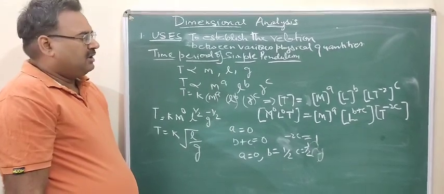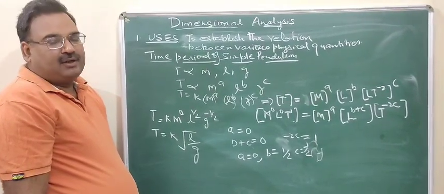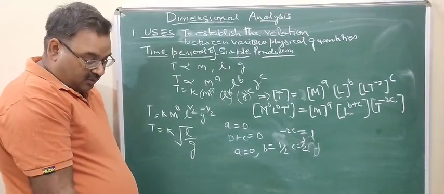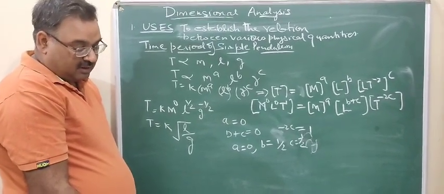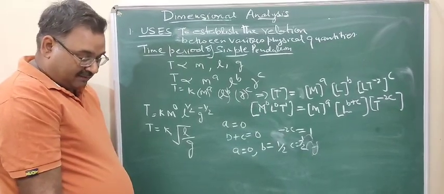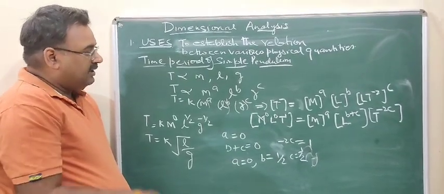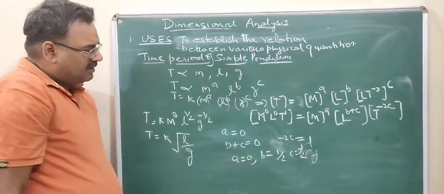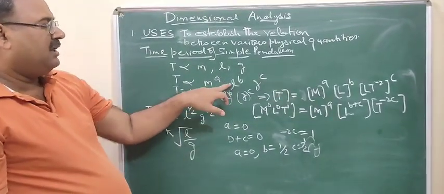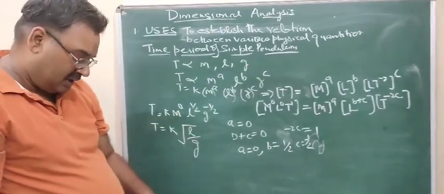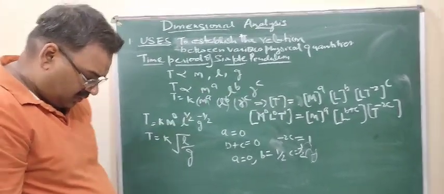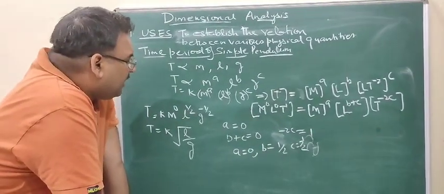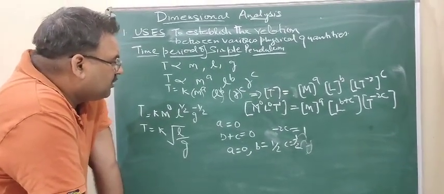We will find out the time period of a simple pendulum. Time period of a simple pendulum depends upon the mass of the bob, length of the pendulum, and acceleration due to gravity. So T is directly proportional to m, length, and gravity. We take their powers. T is directly proportional to m raised to power a, l raised to power b, g raised to power c. So we have to take these values, m raised to power a, l raised to power b, g raised to power c.